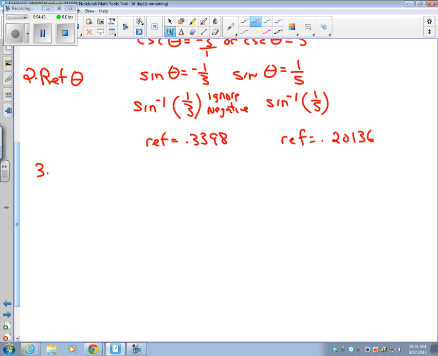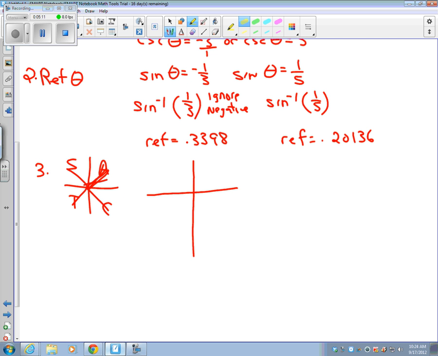Remember what step 3 is? What do we do with those reference angles? Yeah, we draw the angles where they belong. Okay, Tanner? So where do I draw this one? Where sine is negative, right? Yep, so I have to draw it in quadrants 3 and 4.